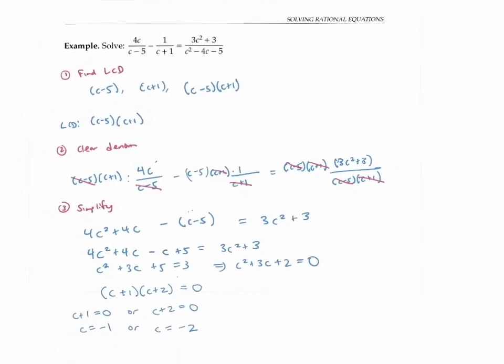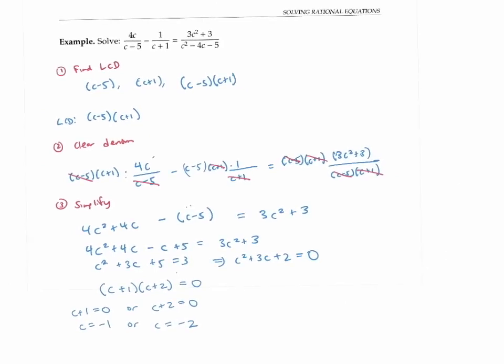Now let's see, we need to still check our answers. Without even going to the trouble of calculating anything, I can see that c equals -1 is not going to work. Because if I plug it in to this denominator here, I get a denominator 0, which doesn't make sense. So c equals -1 is an extraneous solution. It doesn't actually satisfy my original equation. And so I can just cross it right out.